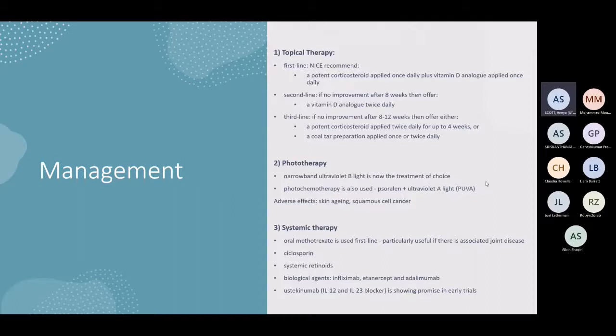And then third line is systemic therapy. Oral methotrexate is the first line. To be honest, I wouldn't really worry about the rest, but you can use biologics, or retinoids and things. But methotrexate is the first line. I doubt they'll ask you about management, but just so that you are aware. The slides are not moving.